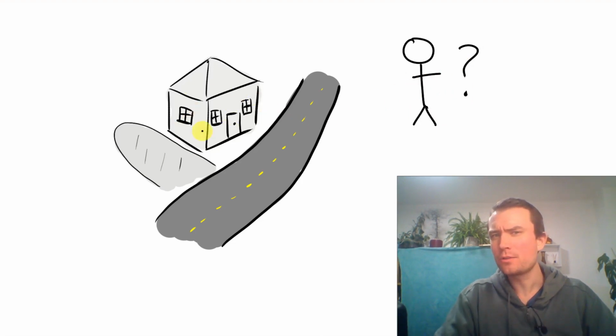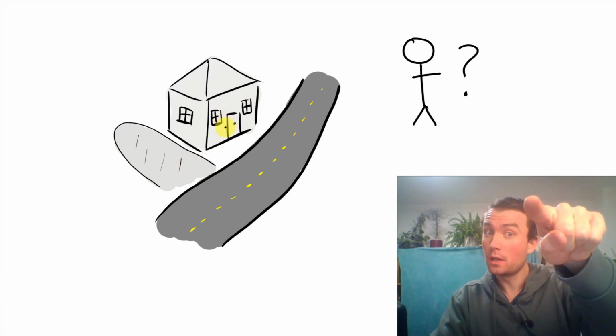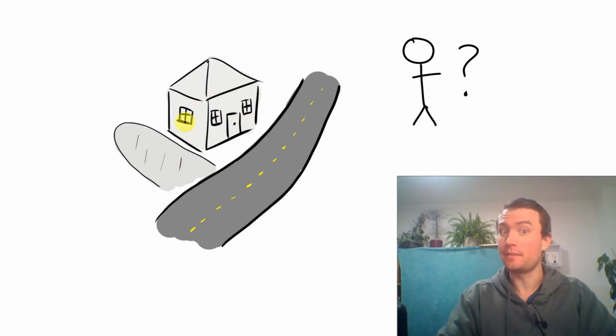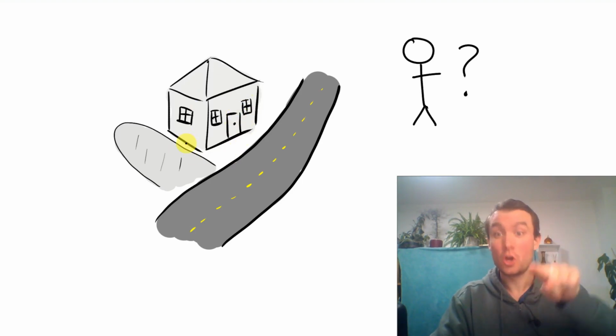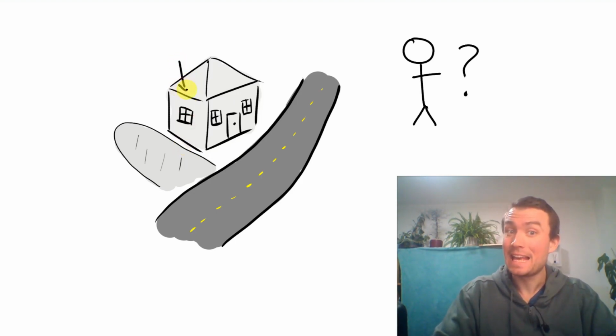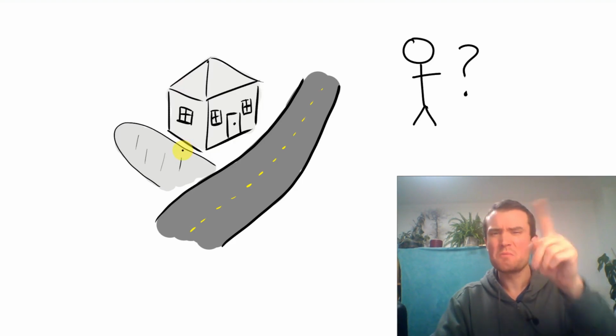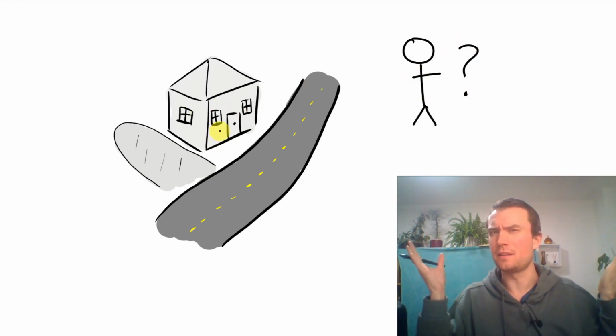Whose house is this? Is this your house? Do you live in this house? Do you live here? No. This isn't your house. You don't live in this house. You don't live here. So, whose house is it?